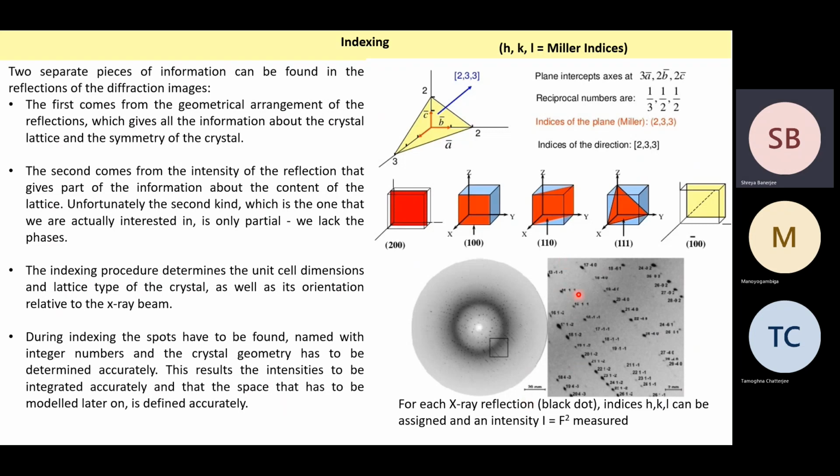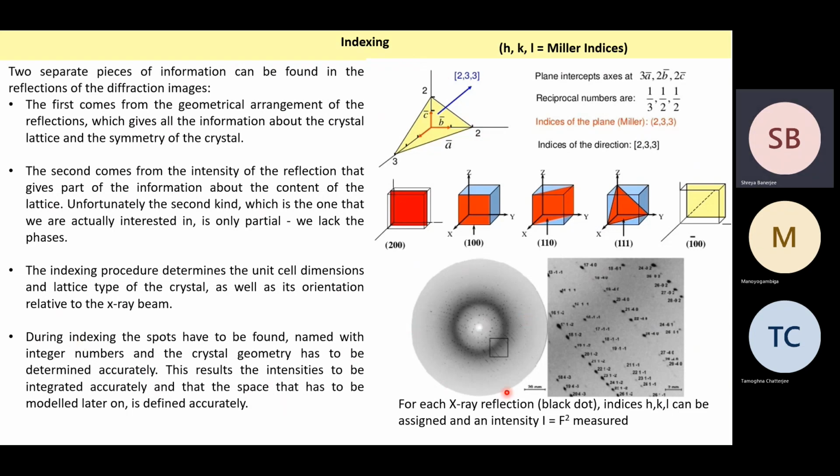Next, each of the spots will be indexed by the Miller indices, and the intensity of the spot can be assigned. So the indexing procedure determines the unit cell dimensions. From the Miller index, you can calculate the unit cell dimensions and the lattice type.